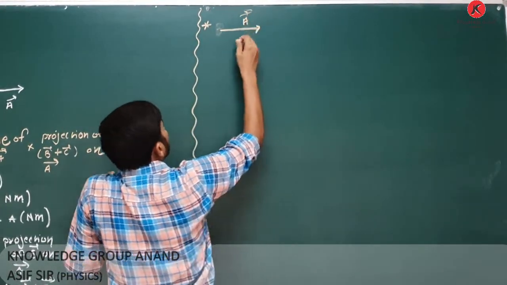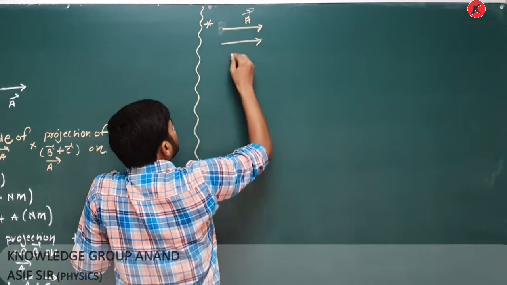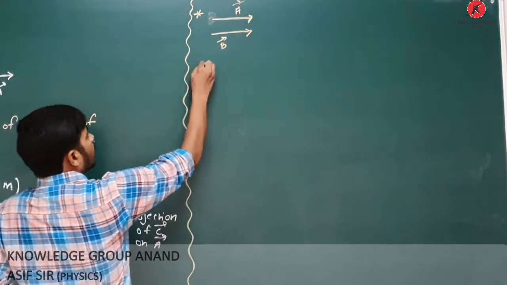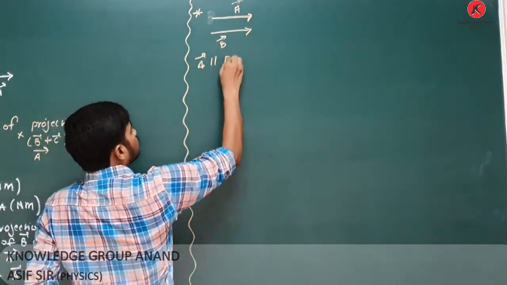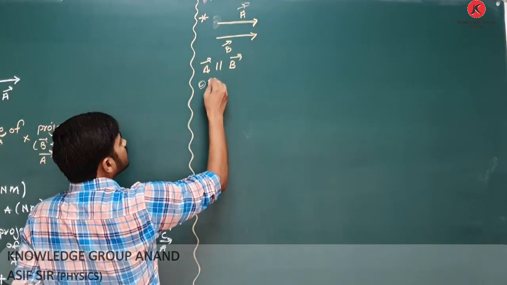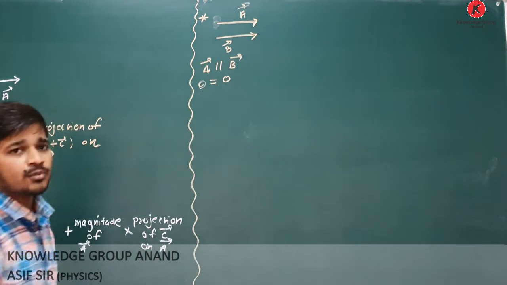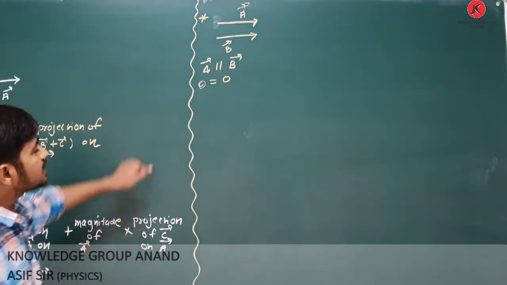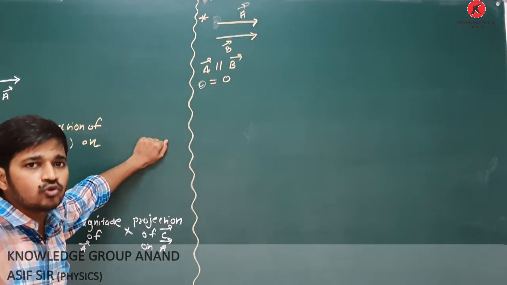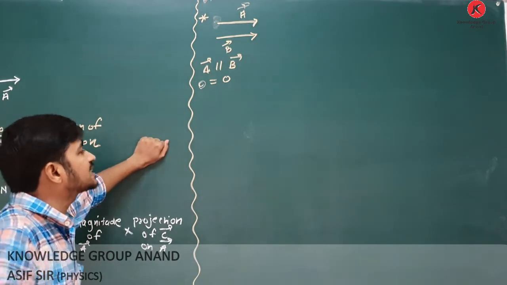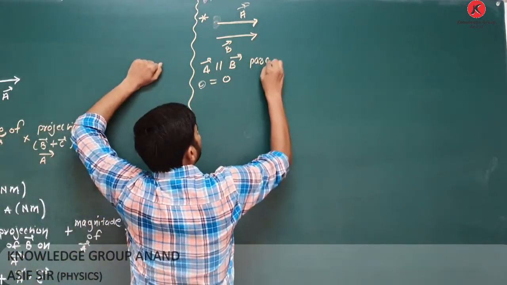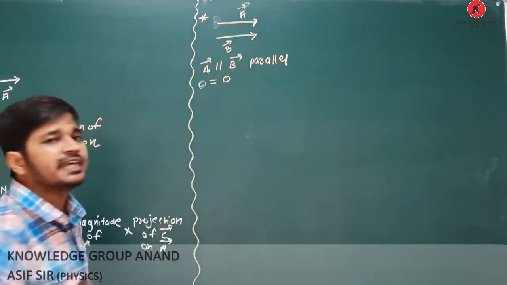Vector A and vector B are parallel to each other, meaning they are in the same direction. What is the angle between them? The angle between them, theta, is equal to 0.